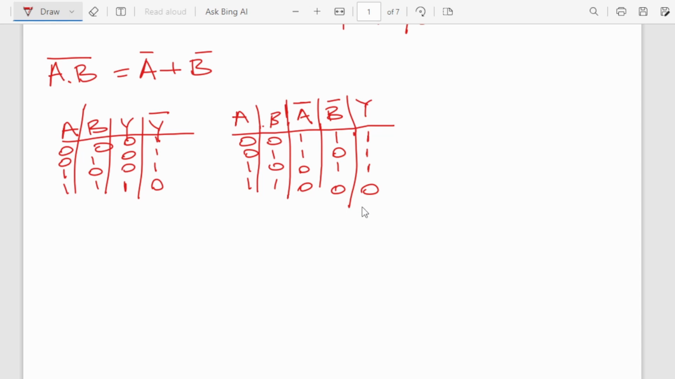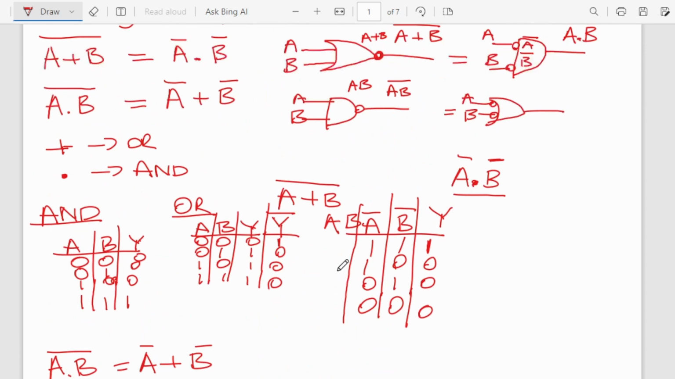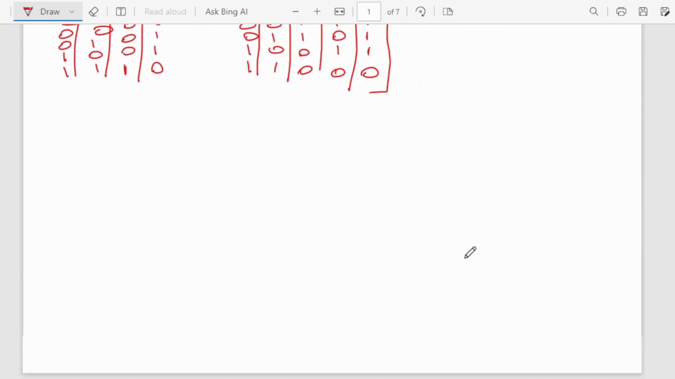So you can see that this truth table for inputs A and B is the same as this truth table. So it tells you that these two logic expressions are equivalent. All right, so how do we use this? You will see that we use this to solve problems, right? And let's do an example right now.